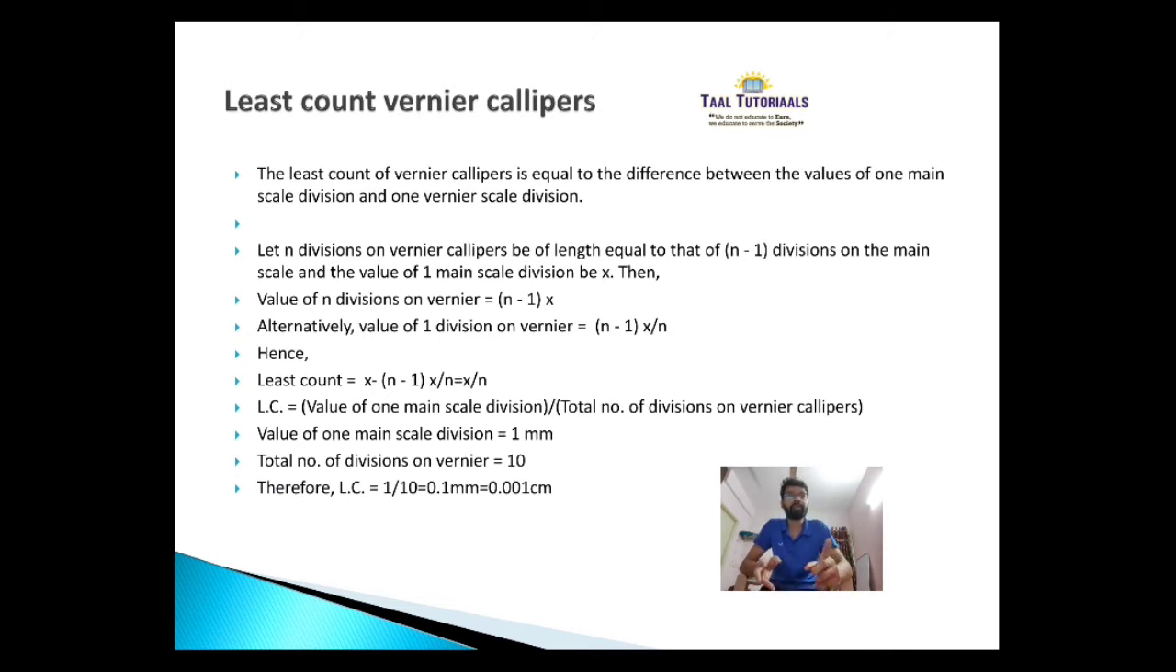One main scale division value is 1 millimeter, and in vernier caliper you will see that there are 10 divisions. So therefore least count is equal to 1 by 10, that is 0.1 millimeter or 0.01 centimeter.